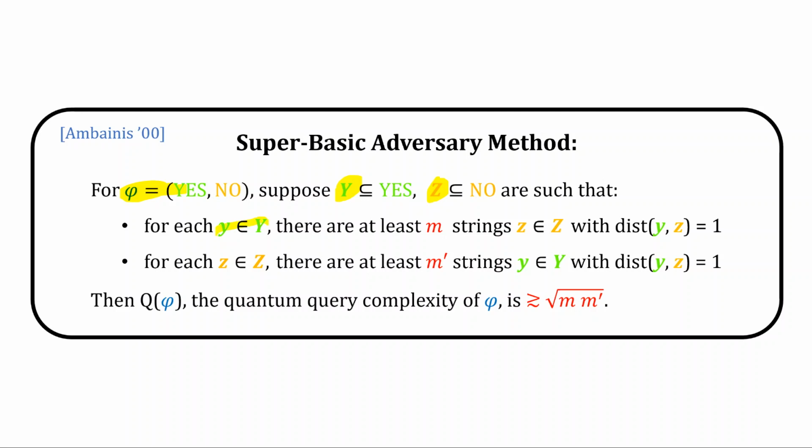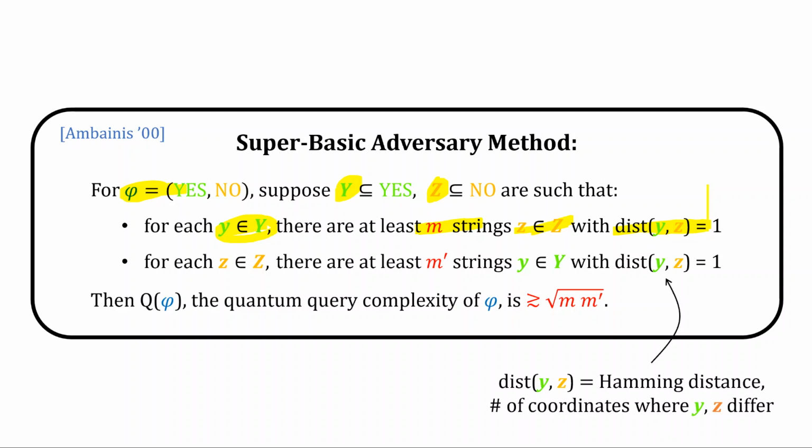The first one says for every string little y in the set capital Y, there's a lot of strings, m strings, in the set capital Z, which are very similar to y. Okay, so this distance between y and z is the Hamming distance. This is the number of coordinates on which y and z differ. So they're particularly similar if the Hamming distance is 1. They only differ on one coordinate. And this bullet point here is saying we want it to be the case that for every string y in capital Y, there's lots of strings in capital Z that look very similar to y. They only differ on one coordinate.